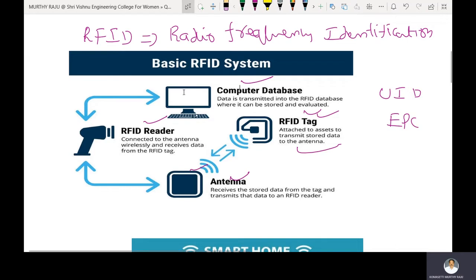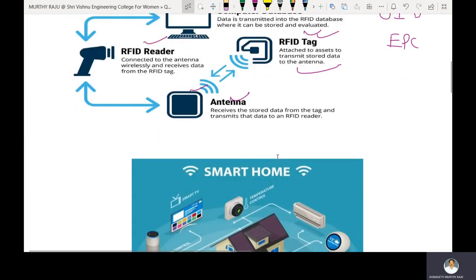In olden days, that product information was not available. The motivation is, with the help of IoT, product information is stored on the RFID tags. With the help of the RFID reader, we extract the product information and finally store it in a computer database. Now we are easily getting the product information from the computer database. That is the motivation.